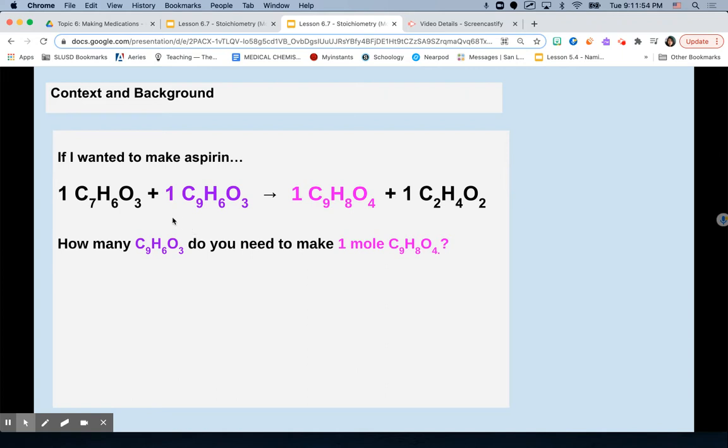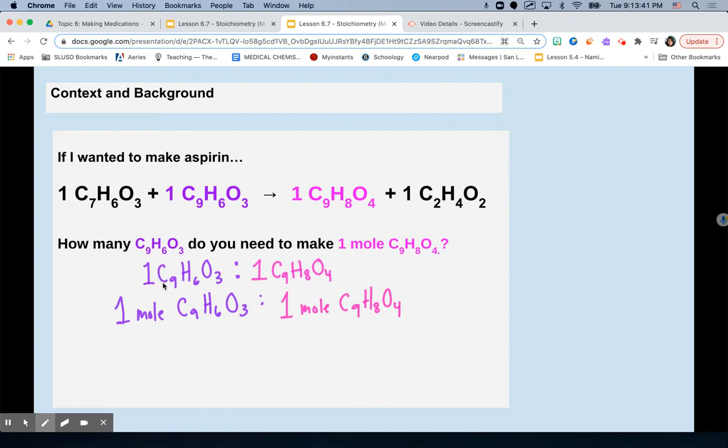And it happens to be that aspirin is pretty easy. So if I want to make specifically 1 mole of aspirin, C9H8O4, how much of this reactant will I need? Well, you might say, well, if I want to make 1 of this, I'm going to need 1 of these. So if I want to make 1 mole of this, I'm going to need 1 mole of these.